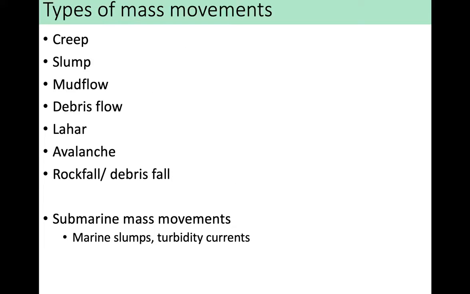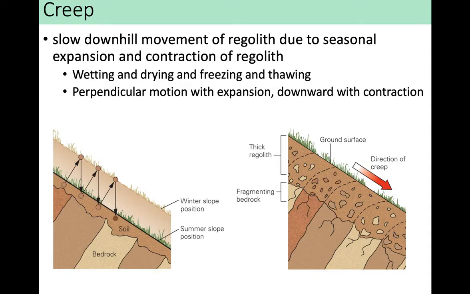So some types of mass movement that we're going to go over. I have some videos. This is sort of in a good order when we talk about speed. So we'll start with creep and slump, and then we'll get to the different rock falls and debris falls. And then we'll talk just briefly about the types of mass movements that can happen underwater.